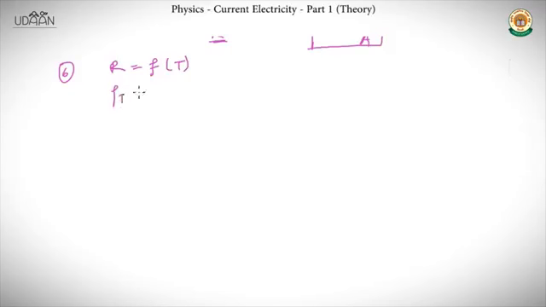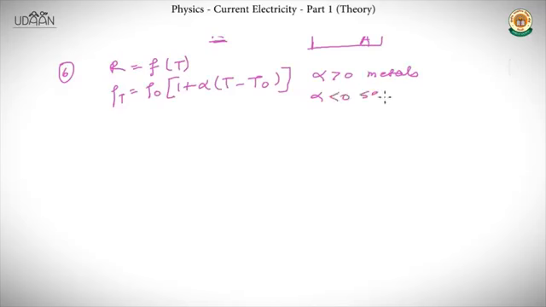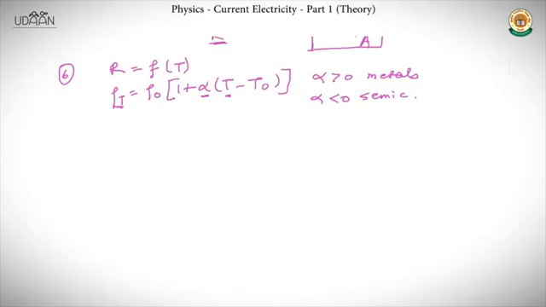So for resistivity, I can write rho is equal to rho naught into 1 plus alpha (T minus T naught), where alpha is positive for metals and alpha is negative for semiconductors. What does this mean? If alpha is positive, as temperature increases, resistivity will increase. So for metals, resistivity or resistance are directly proportional to temperature, and for semiconductors, resistivity and resistance both are inversely proportional to temperature.